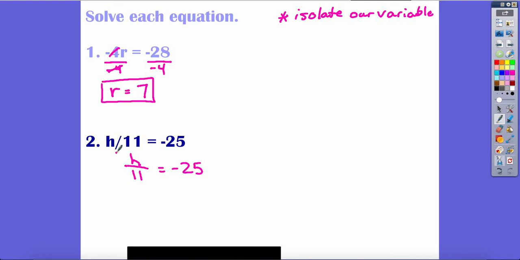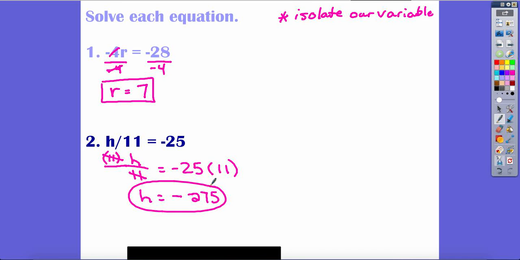I want to get it by itself. So I know that if I go ahead and multiply by 11, and I can extend this out, 11 divided by 11 would end up canceling for me and giving me a 1. That's good. And since I decided to multiply on the left side, I better multiply on the right side as well. So over here, these cancel. H is going to equal -25 times 11. Well, -25 times 10 would be -250, and we could do 25 more, so -275, I believe, is the answer we're after.